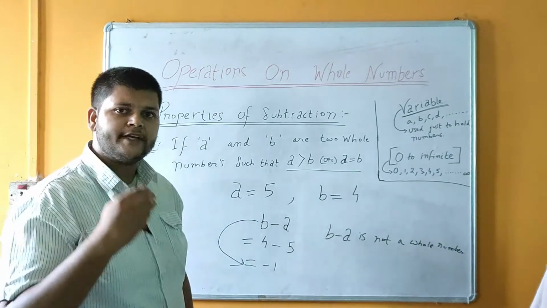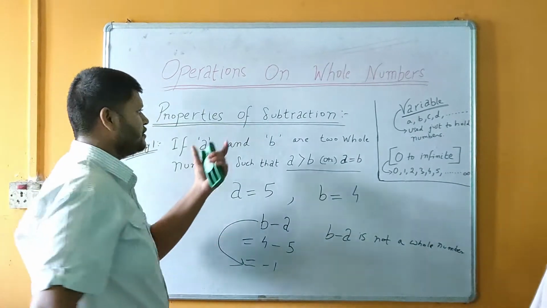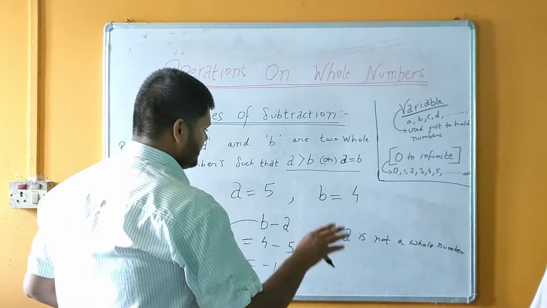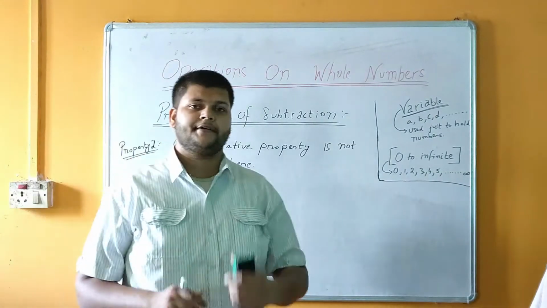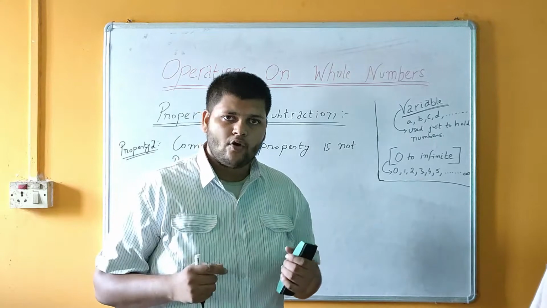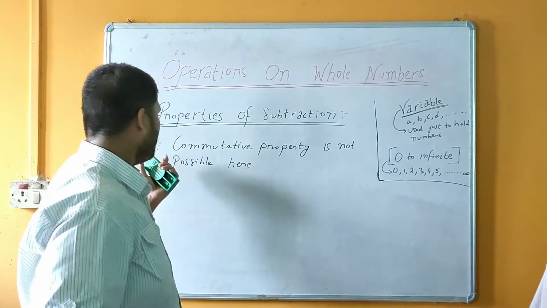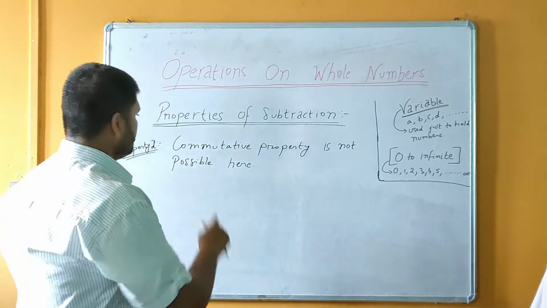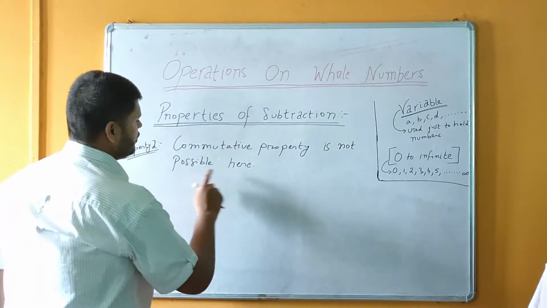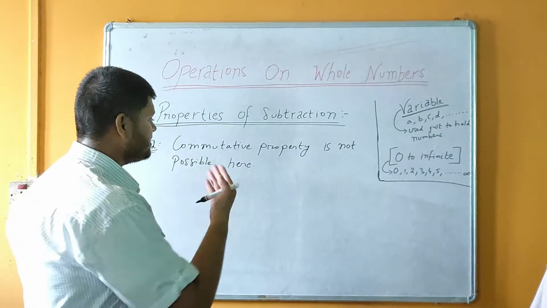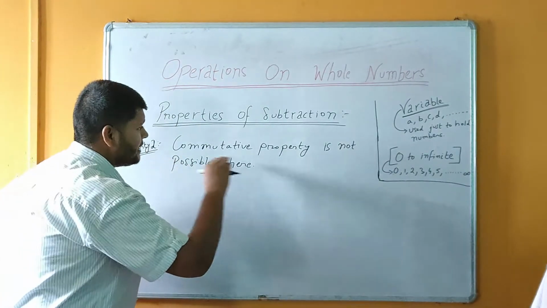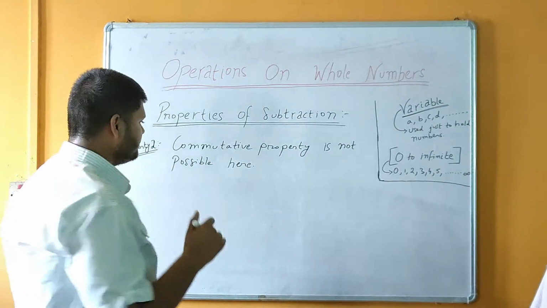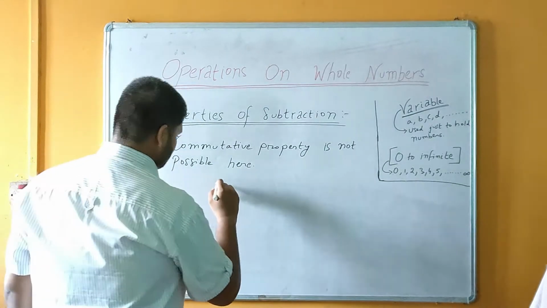Now I will be moving to property 2 for subtraction. So I am erasing all this. Alright. We are now looking at property 2 in case of subtraction. What is that? Commutative property is not possible here. What does this mean? What does this statement signify? I hope you have not understood. So let's understand over here.